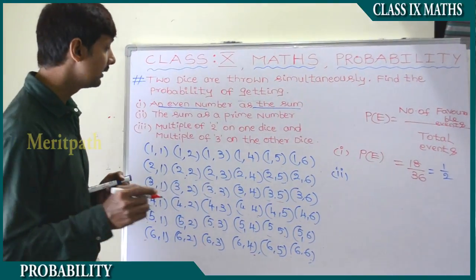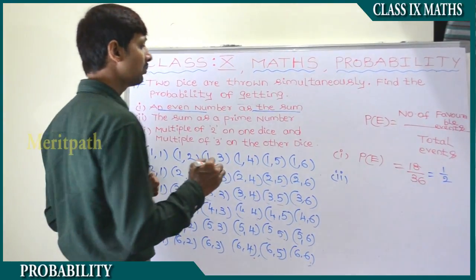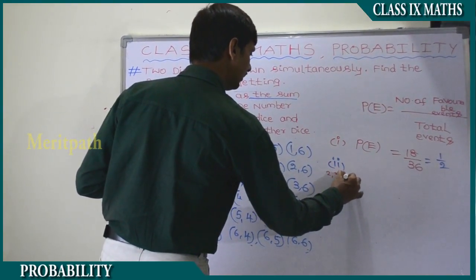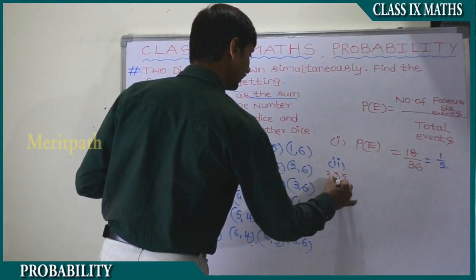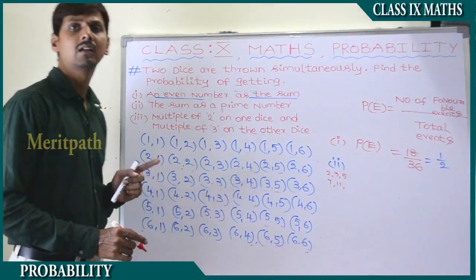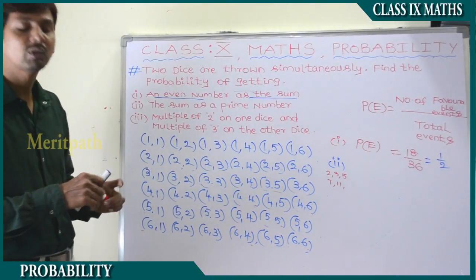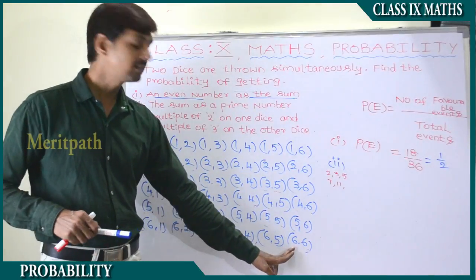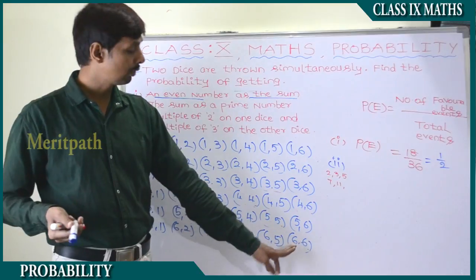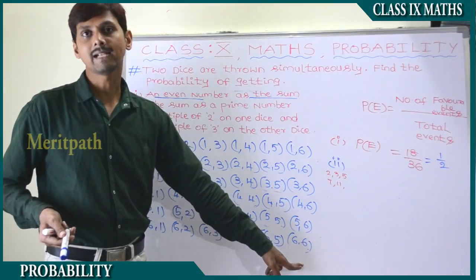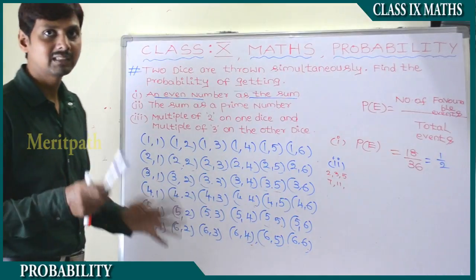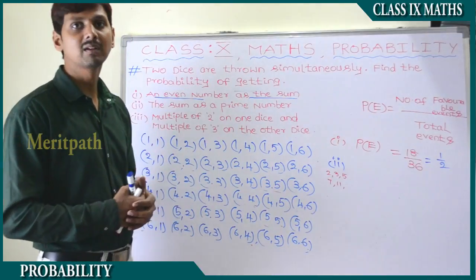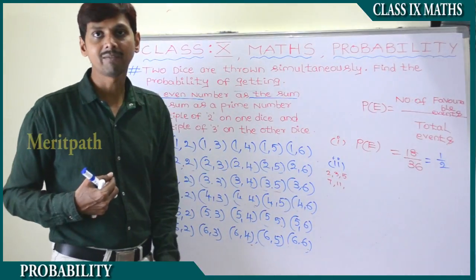Let's see what the prime numbers are here. We will get prime numbers as 2, 3, 5, then 7, 11, and after 13 we will not be getting any, because the maximum number with two dice, 6 plus 6, is 12. The first dice is 6, the second dice is also 6, and the greatest sum on two dice is 12 only. So the prime numbers less than 12 are 2, 3, 5, 7, 11 only.